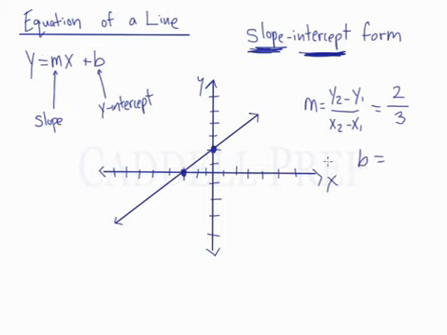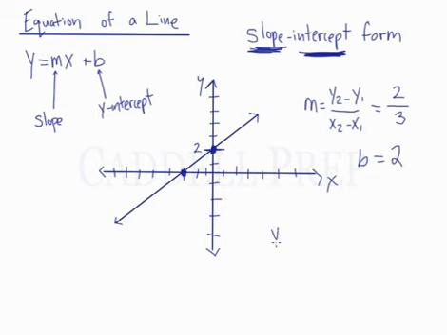Now let's look at the y-intercept. This line crosses the y-axis at this point. Okay, we're not going to write down the x-coordinate because the x-coordinate on the y-axis is always 0. We only care about the y-intercept, so this value here, which in this case is 2. So b equals 2.